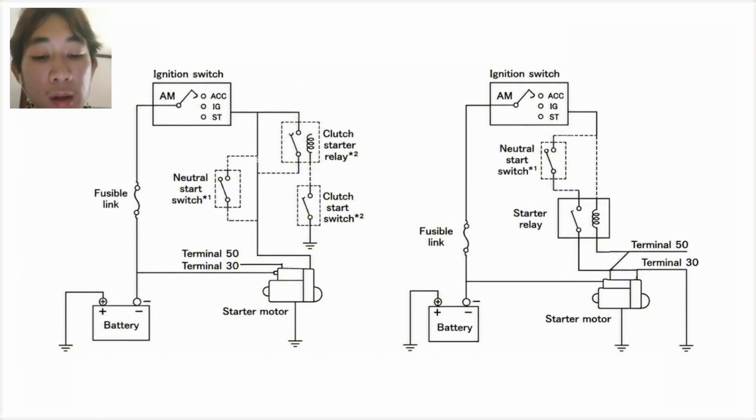So in conclusion, the starting system operates by sending battery power through the ignition switch and safety switches to activate the starter. The starter motor then cranks the engine until it starts. The starter relay, when used, improves efficiency and protects the ignition switch by handling the higher current required by the starting circuit.